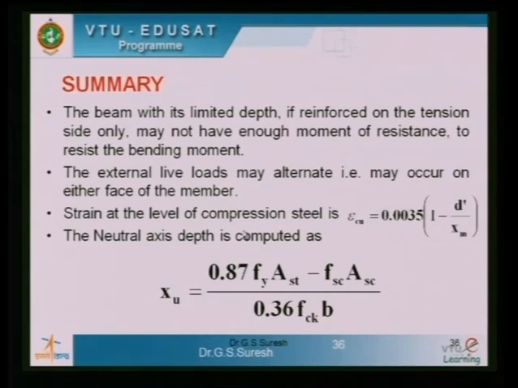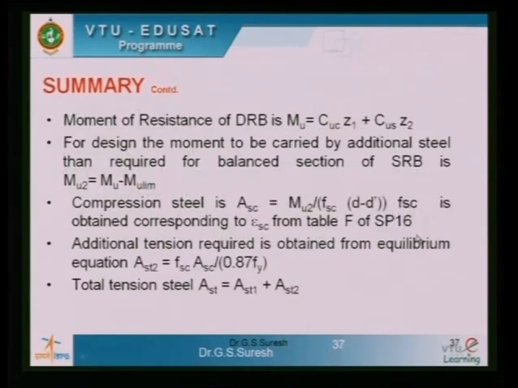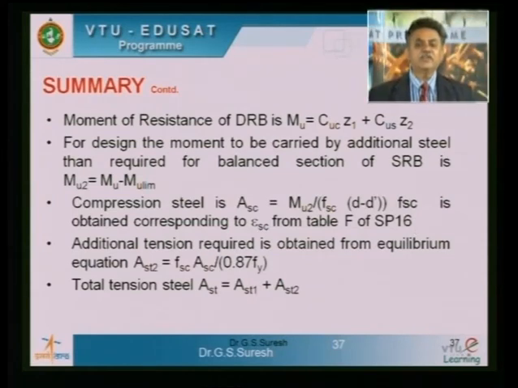So let's look at the summary for today. Today I explained you about the doubly reinforced section, how to calculate the neutral axis depth using the strain diagram, wherein I have the strain as 0.0035 into 1 minus d dash by xu max, that is nothing but the limiting neutral axis depth. The moment of resistance is calculated as summation of Cuc Z1 and Cus Z2. Mu2 is calculated for the additional moment of resistance to be carried by compression steel and tension steel. So I calculated compression steel area as Asc equal to Mu2 by fsc into d minus d dash, where fsc is obtained corresponding to epsilon sc from table F.